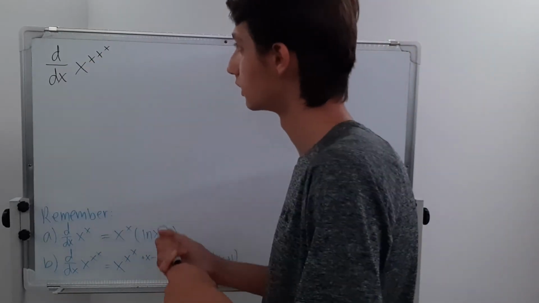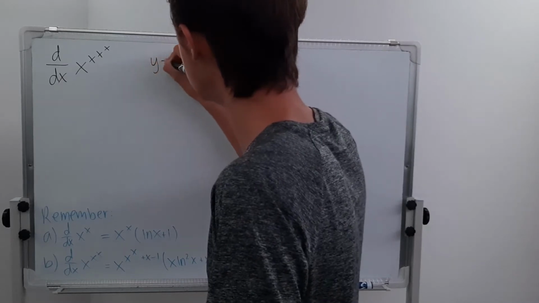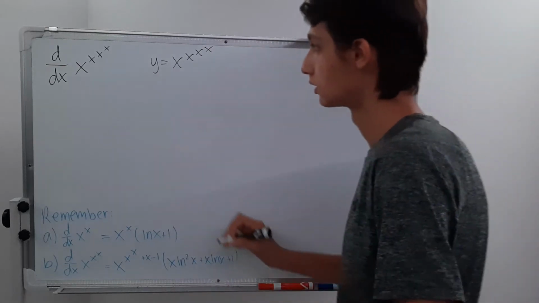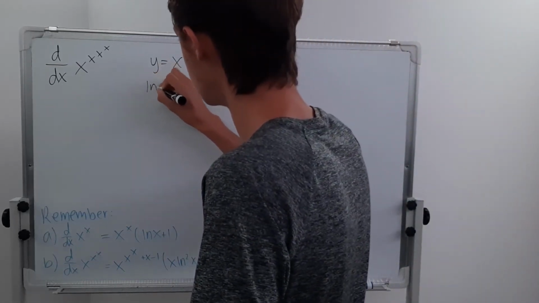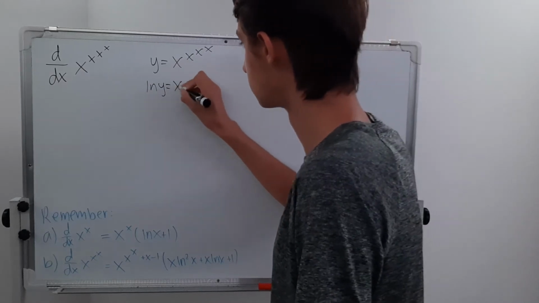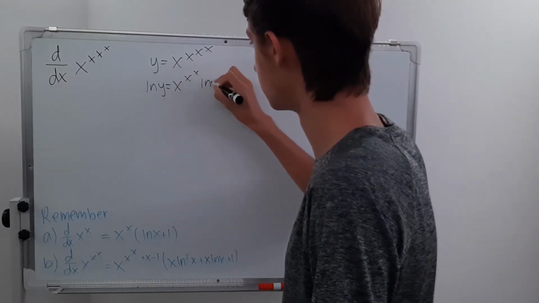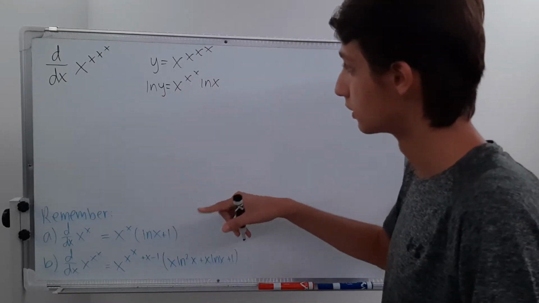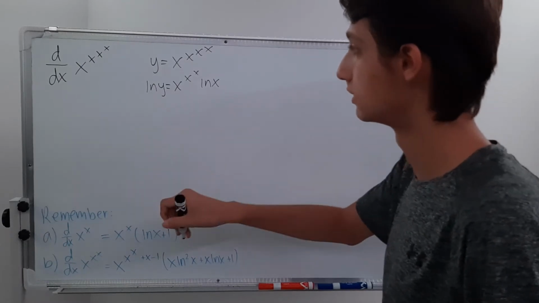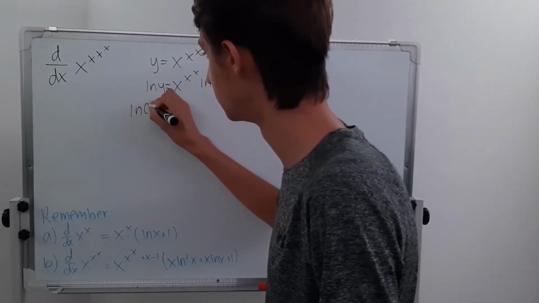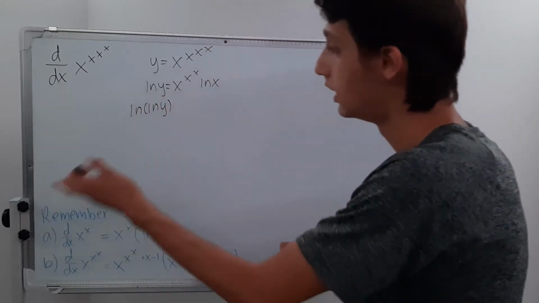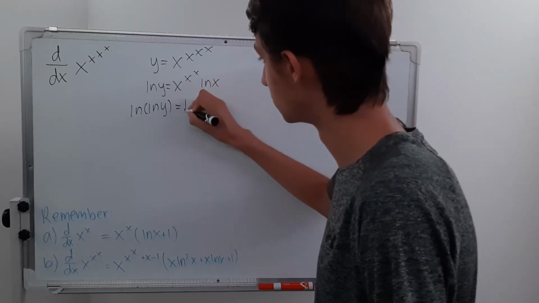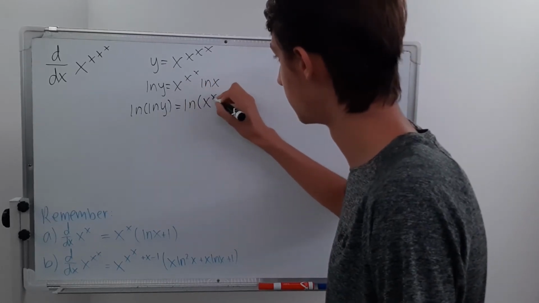So, again, we're going to start by setting y equal to x to the x to the x to the x. Same deal, we take the natural log of both sides. I'm just going to write it out: ln y is equal to x to the x to the x times ln x. Same thing that we had. This time we're going to go a step further, and take the natural log of both sides again. So on this side we'll have ln of ln y, and that is equal to, I'm going to write it out this way.